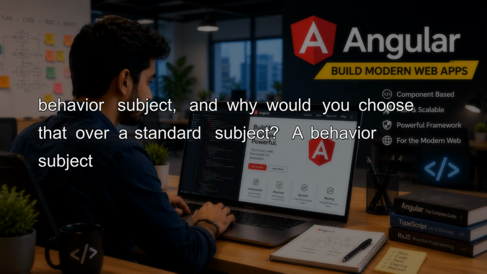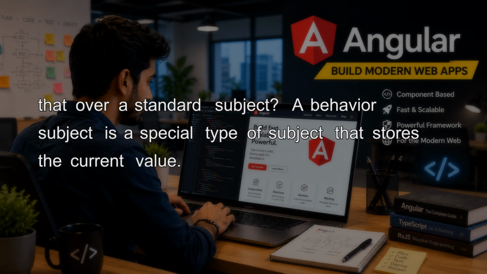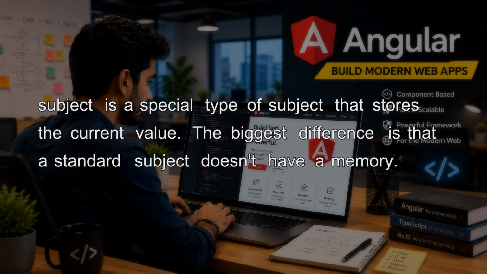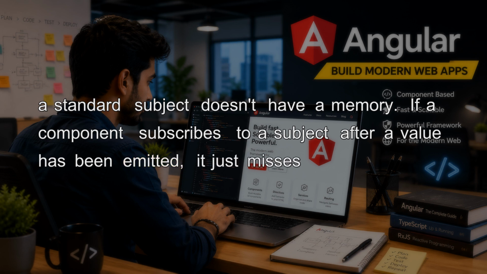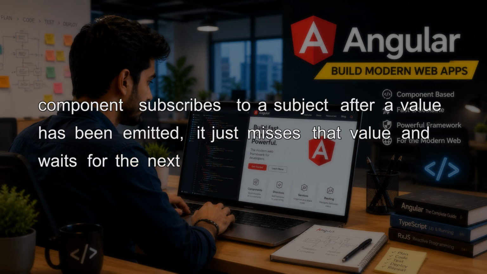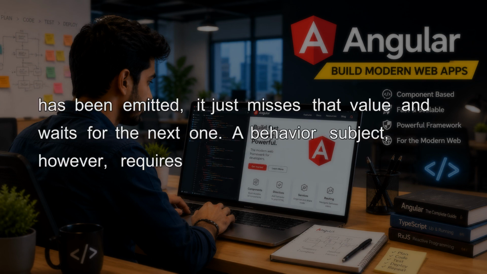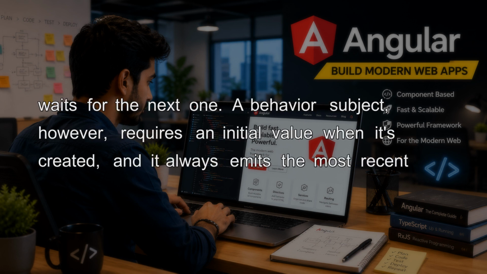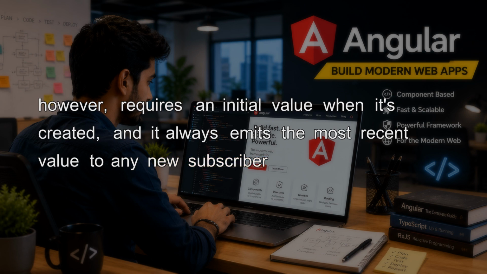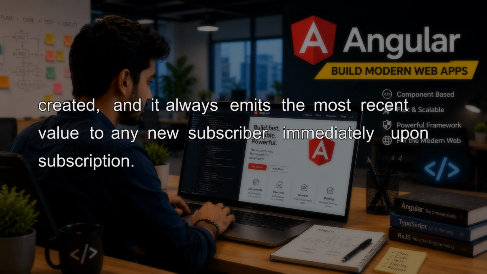A behavior subject is a special type of subject that stores the current value. The biggest difference is that a standard subject doesn't have a memory. If a component subscribes to a subject after a value has been emitted, it just misses that value and waits for the next one. A behavior subject, however, requires an initial value when it's created, and it always emits the most recent value to any new subscriber immediately upon subscription.